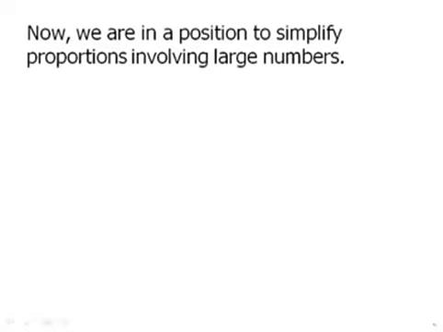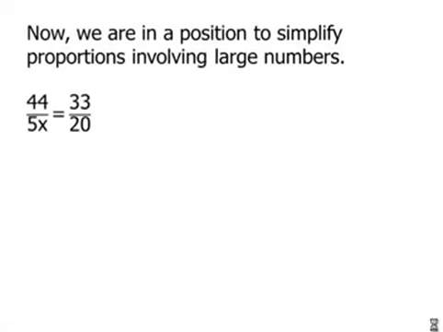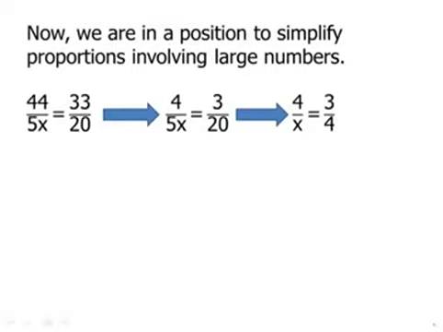Now that we have all that straight, we are in a position to simplify proportions involving larger numbers. So suppose we have this proportion. There are some large numbers in this. The first thing I'm going to do, I'll notice that in those two numerators, there's a factor of 11. So I can cancel the common factor there, and that goes down from 44 and 33 to just 4 and 3. Now notice also there's a common factor of 5 in the denominator. So I'll just divide the two denominators both by 5, and I get down to this.